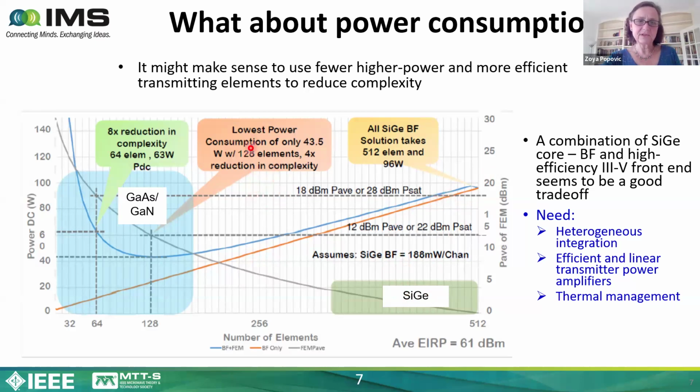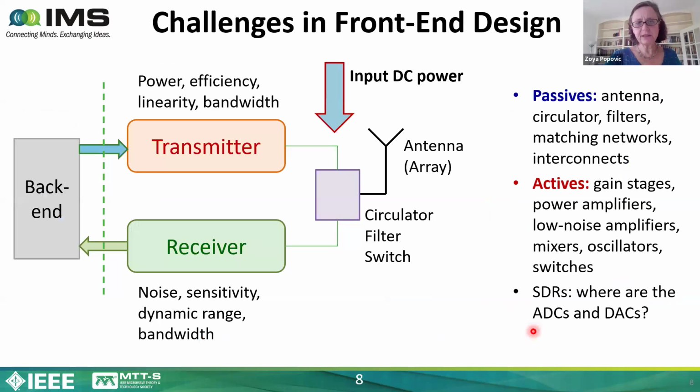And so the lowest power consumption is with about 100 elements, and it is a trade-off with complexity. But really, in my opinion, the combination of silicon germanium and CMOS for the beam forming and all the processing, and then the high efficiency and low noise figure can be done in a different semiconductor that gives you the high performance at the very front end. And for that, we would need some kind of integration and thermal management. So those are some of the challenges in front-end design.